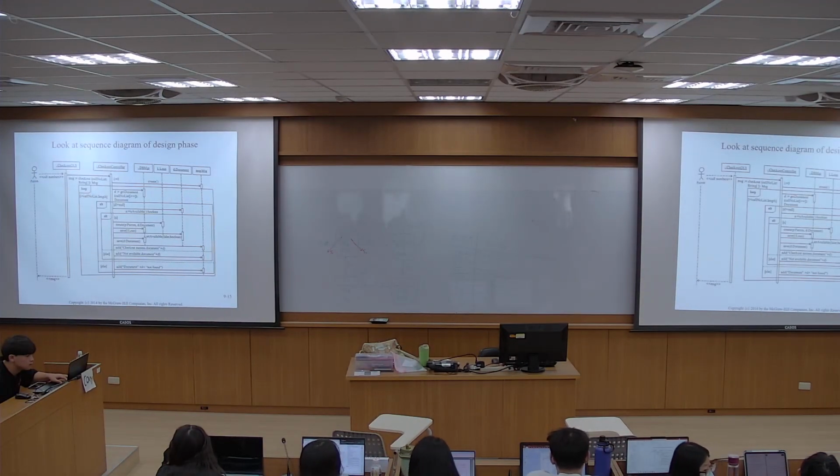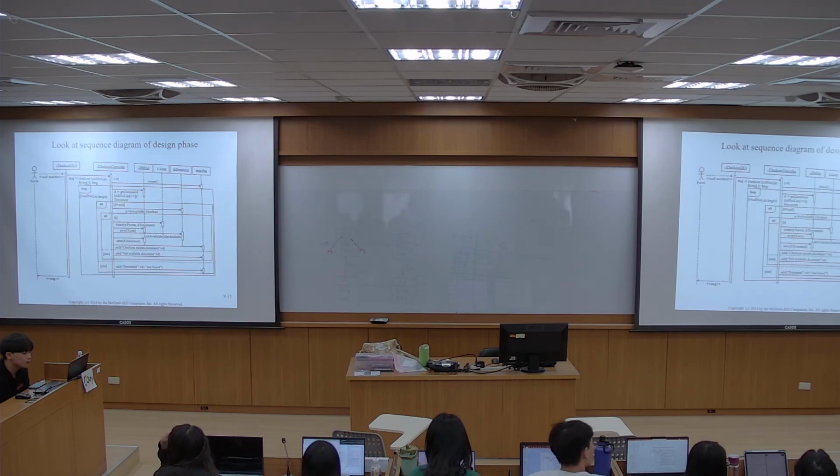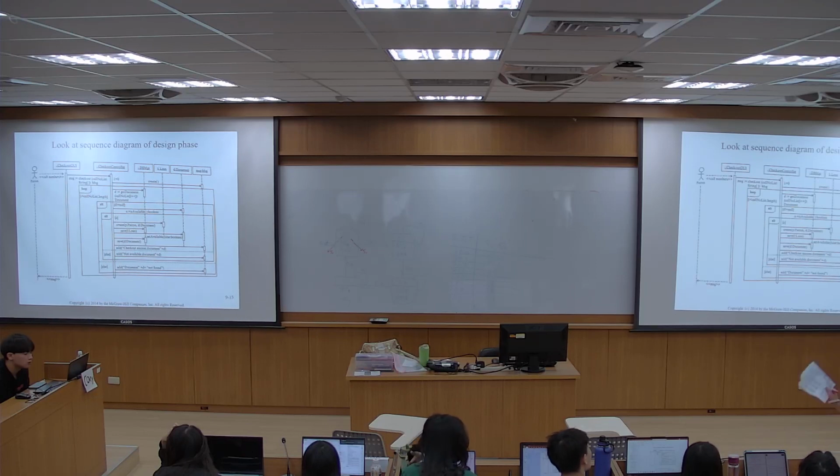The diagram provides not enough information. That we cannot create loan. That means something is missing. What is missing?